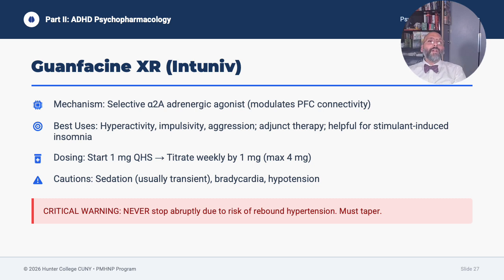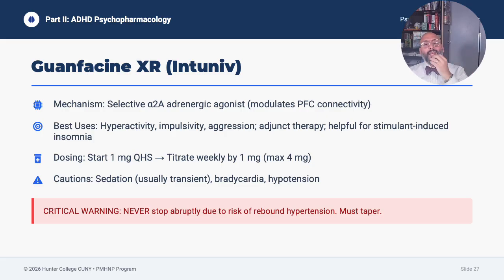All right, let's talk about guanfacine. So guanfacine is a selective alpha-2 adrenergic agonist. And in plain language, that means it does not stimulate the brain. It actually calms excessive signaling, and that strengthens the prefrontal cortex. So think of this drug as improving the brain's signal-to-noise ratio. It's helping the PFC filter impulses and emotional reactivity. So this is very different from how stimulants work.